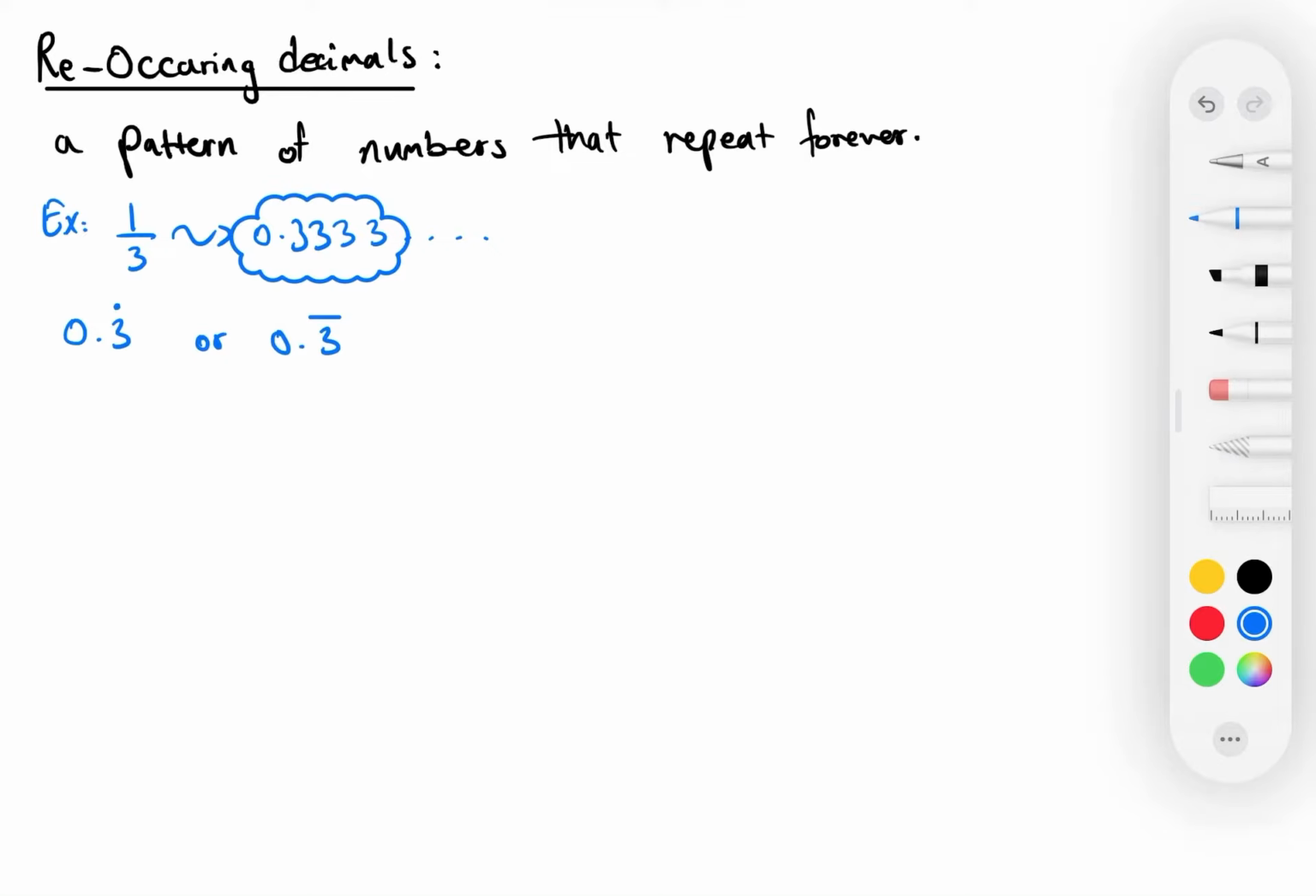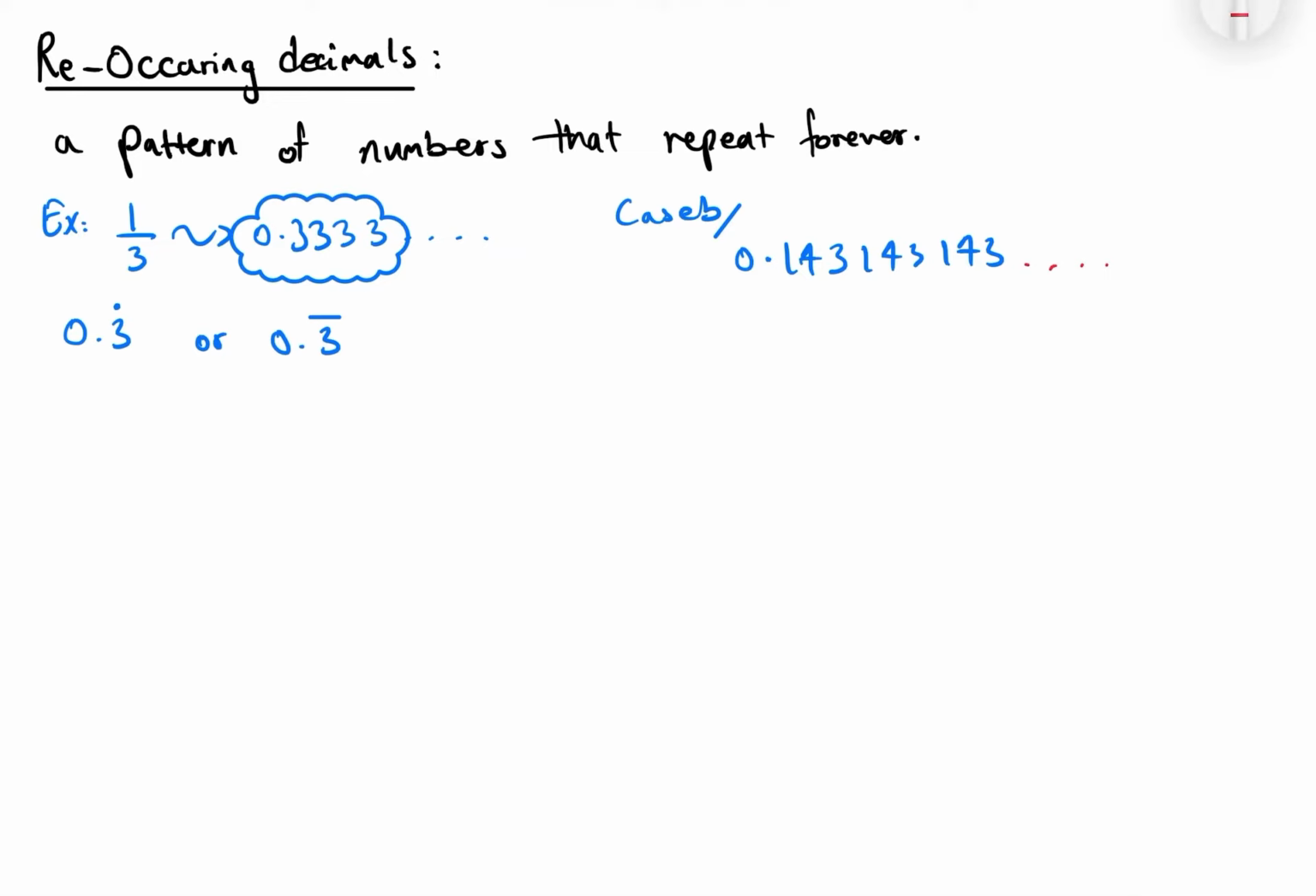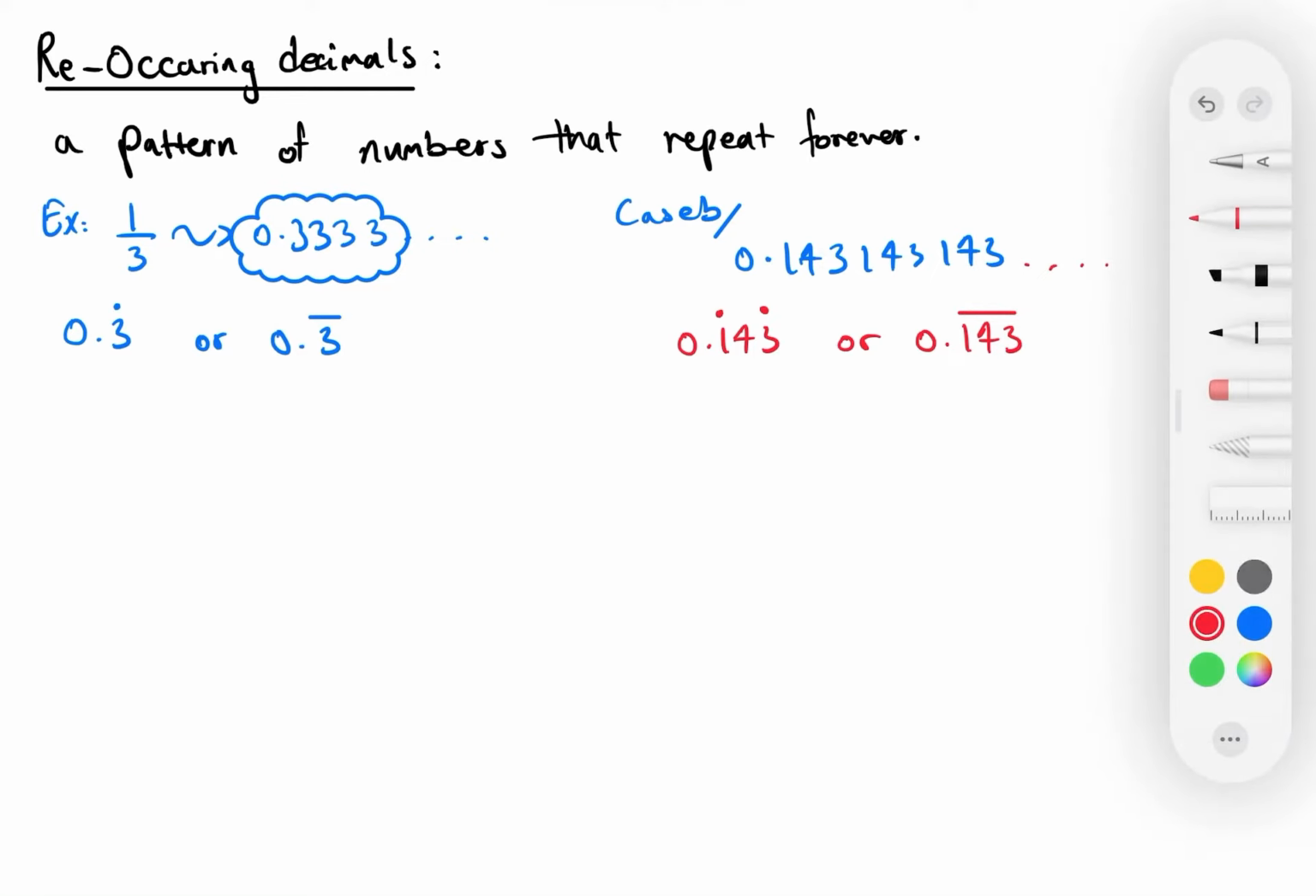But you can also have another case. Let's say this is case B, in which it's more than 1 digit. For example, it's 0.143, 143, 143. Over here, this continues, by the way. The pattern that is continuing is more than one digit. So you write the dot on the number where the repeated pattern starts and end, so 1 on top of 1 and 1 on top of 3. Or you can just simply say 0.14 bar. And that means that that is a recurring number.